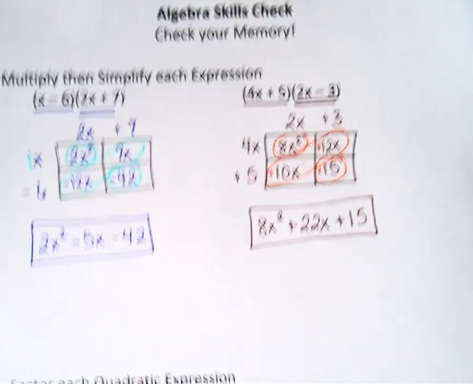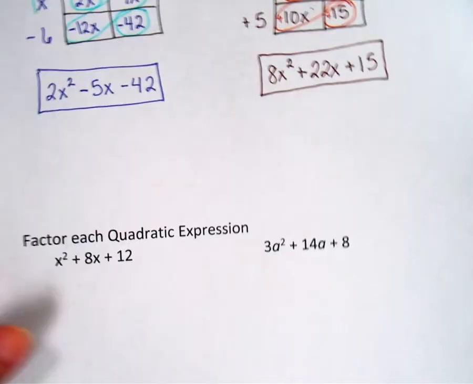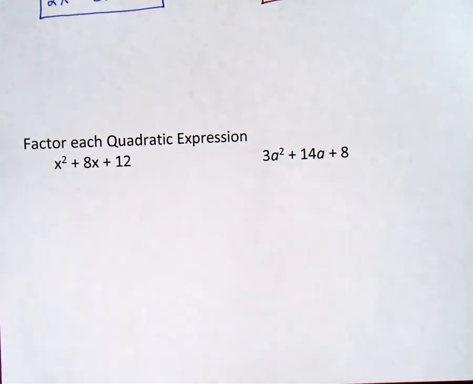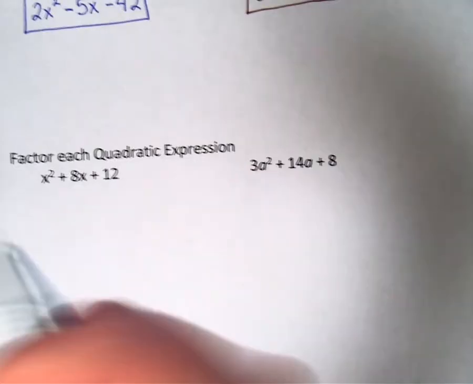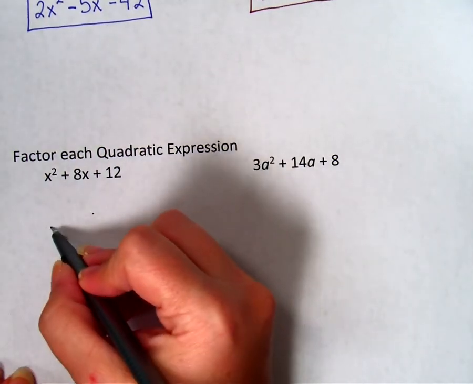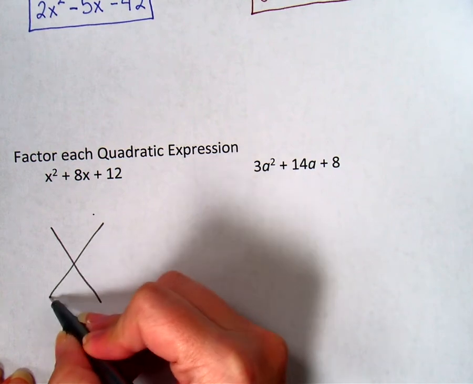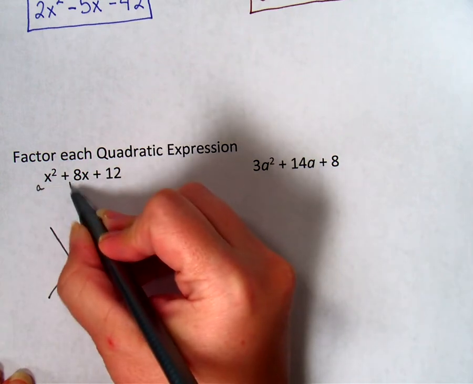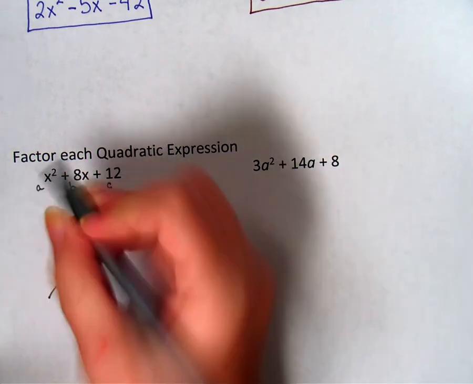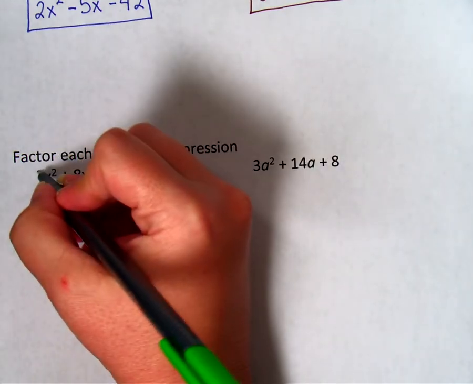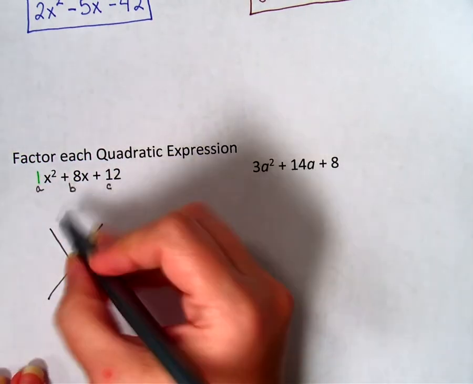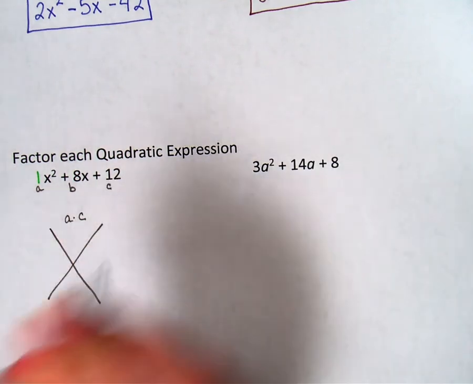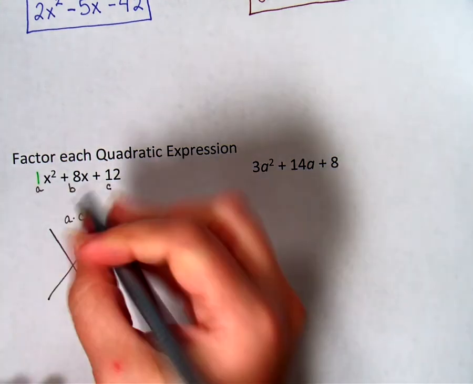All right, so now we're going to go down to the next section. We're going to do factoring quadratic expressions, and we're going to use the x method to factor our quadratic expression. So remember, when you're doing your quadratic, we make our x, and then remember, I've got our a value, our b value, and our c value. And in this case, my a value, even though I don't see it there, is 1. In the top of my x, I'm always going to do a times c. So in this case, 1 times 12, which is 12.